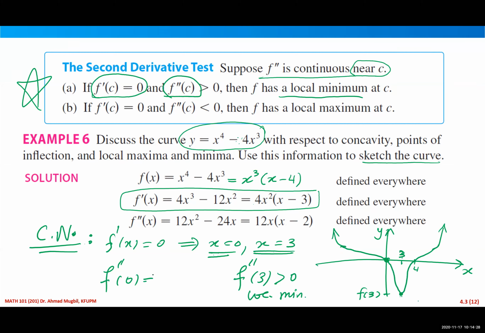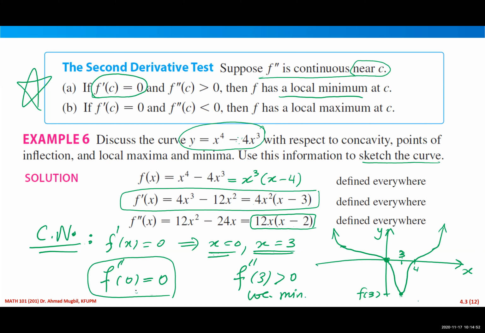Now, what about 0? What is the value of the second derivative at 0? It is 0. So we have no idea. This test fails because we don't know whether it will be a local minimum or maximum. It could be a maximum, it could be a minimum, it could be neither. So we need to check using the first derivative test at 0.